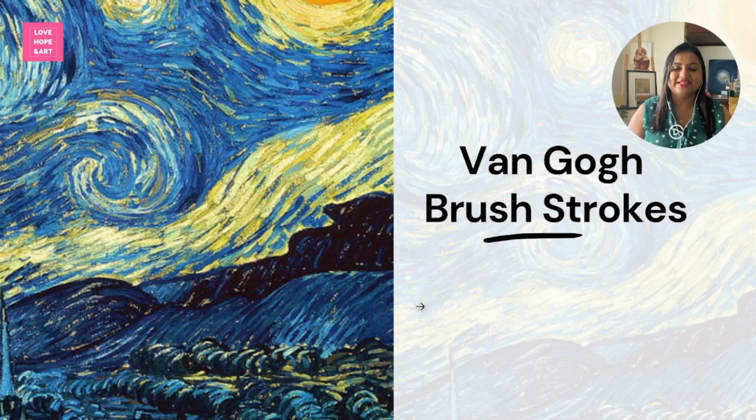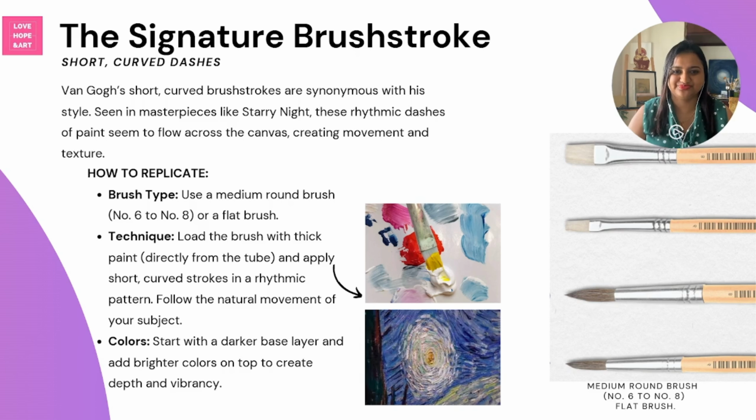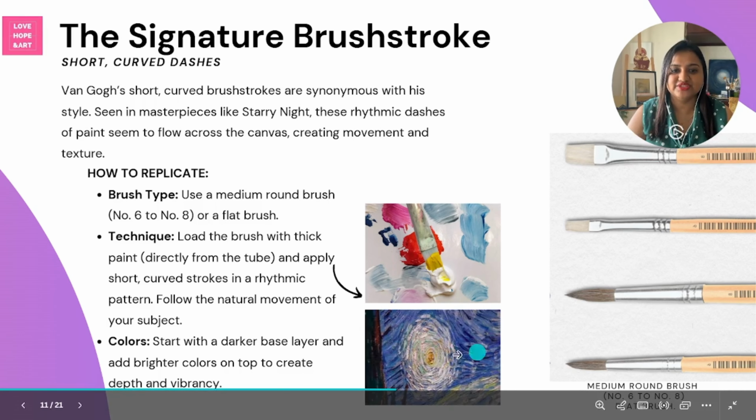Next, we will see the brushstrokes that Van Gogh used. The signature brushstrokes were the short curved dashes, as we said before. Van Gogh's short curved brushstrokes are synonymous with his style. In masterpieces like The Starry Night, these rhythmic dashes of paint often seem to flow across the canvas, creating movement and texture.